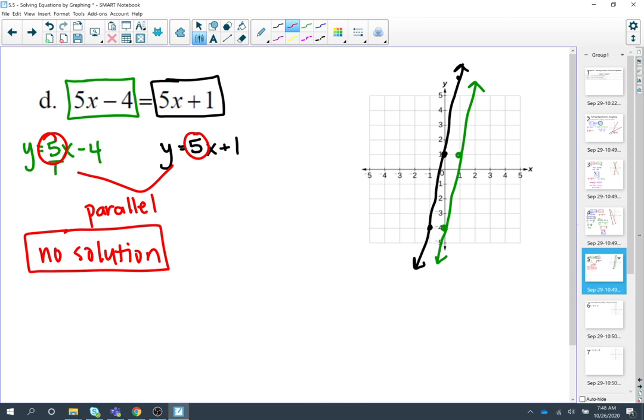If I were to actually solve this, come back up here, I could subtract 5x from both sides. Well, this one would cancel, this one would cancel, and I'd be left with -4 equals 1. That's false. And when you get a false equation, that means that there's no solution.